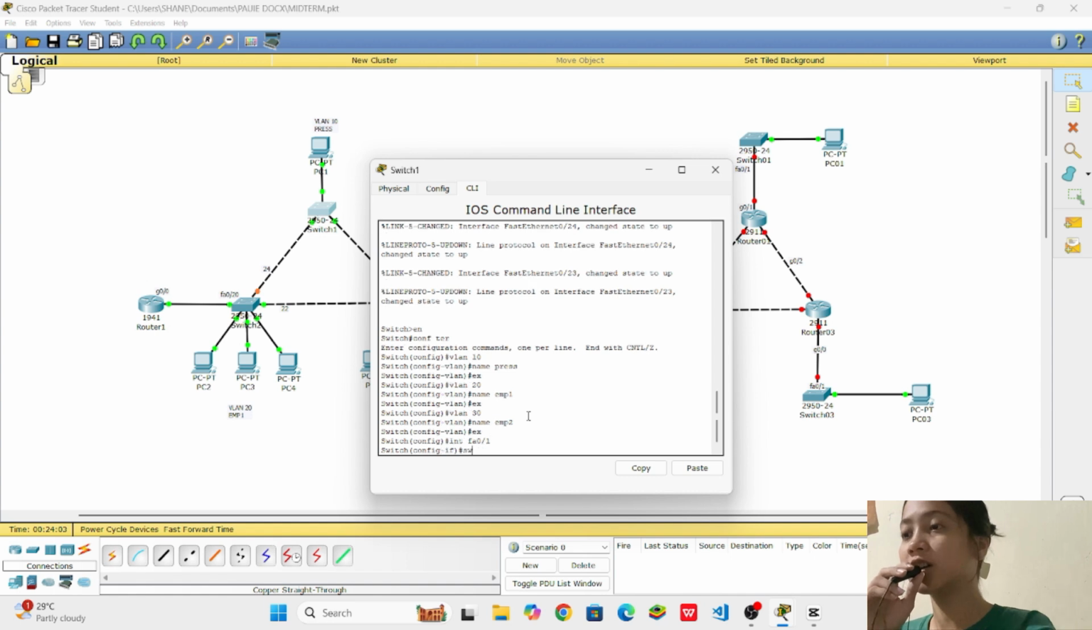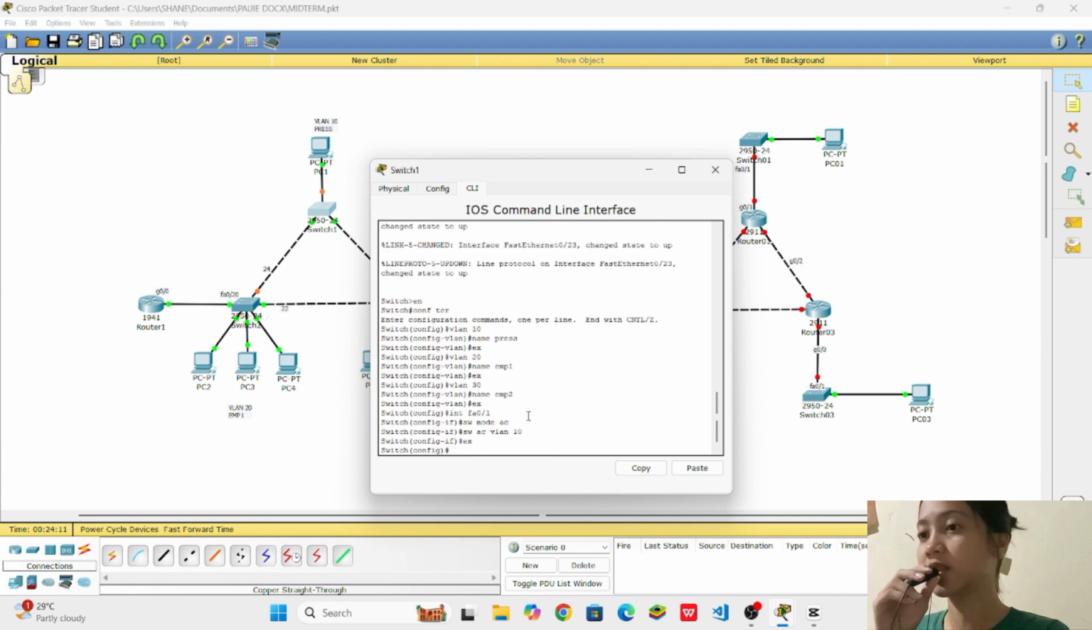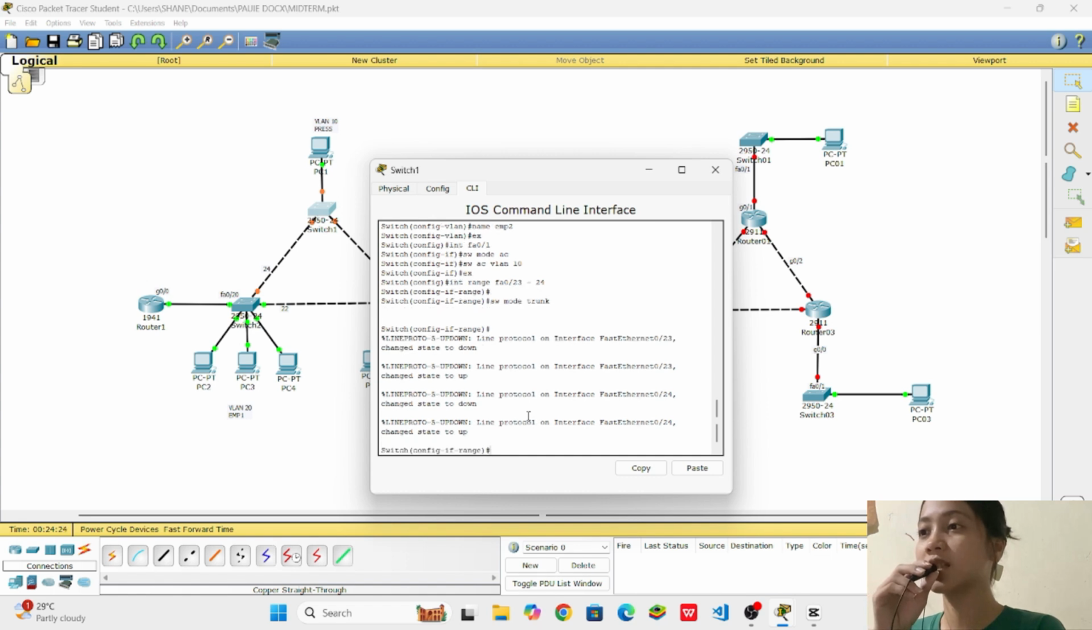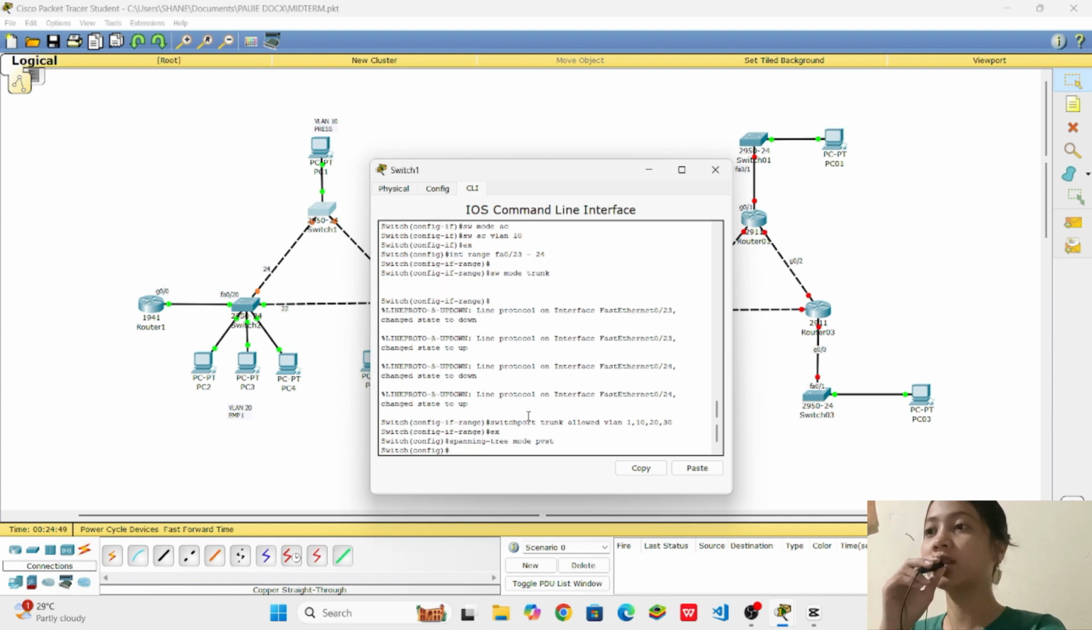The int range FA to 23, yan yung nakakonect sa switches natin, which is switch 2 and switch 3. The switchport mode access naman, it's an access port. The switchport access VLAN 10 assigns the port to VLAN 10. The switchport trunk makes them trunk ports to carry multiple VLANs. The trunk allowed VLAN 1, 10, 20, and 30, so this only allows those VLANs on the trunk.